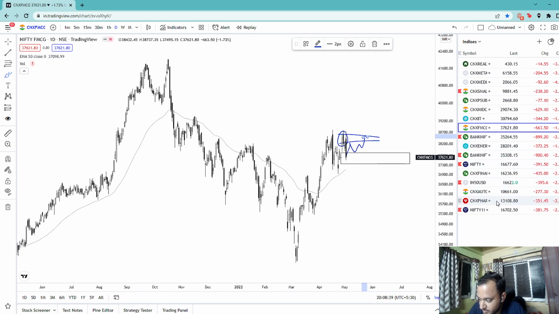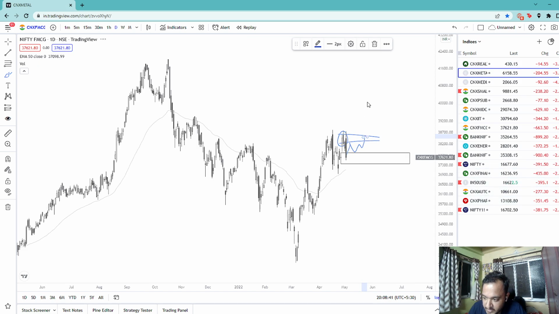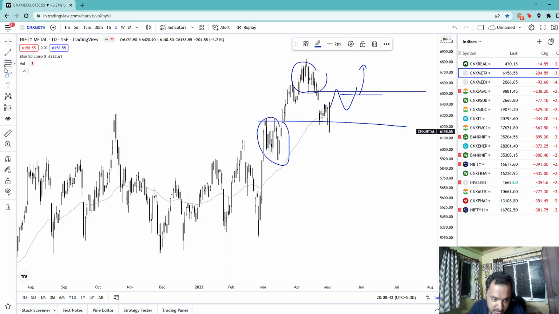And the other one was Nifty Metal. Nifty Metal is down big today. All right, this did not go back up to the supply, which was what I was looking for. So again, it's down big, but this entire area is a very strong cluster of demand. So I wouldn't rule out Nifty Metal yet.